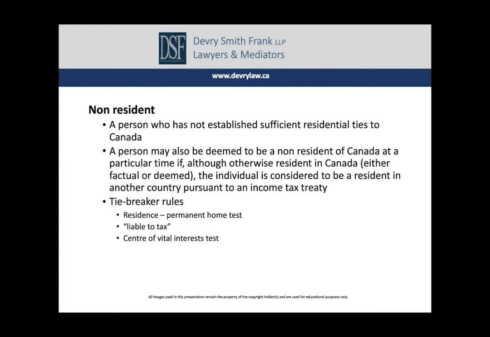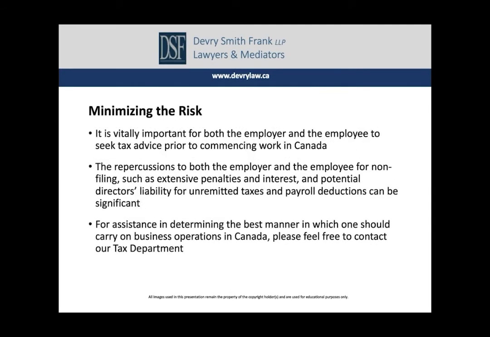And I've indicated in this slide some of the ways where if residency cannot be determined, then there are tiebreaker rules in the treaty that can be utilized in order to make that determination of in which country the person is resident. And how do you minimize the risk? The most important way to minimize the risk is to get proper tax and legal advice prior to sending someone over the border, because the repercussions to both the employer and the employee for non-filing can be potentially significant, with extensive penalties and interest and potential director's liability for unremitted taxes.